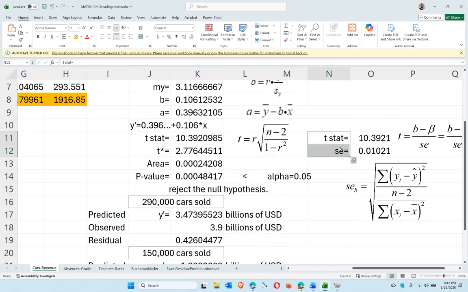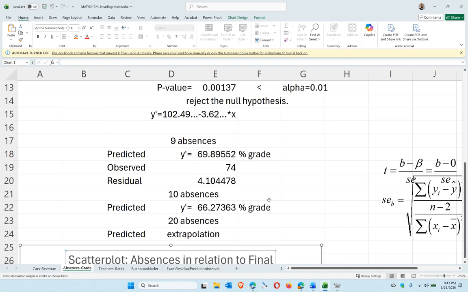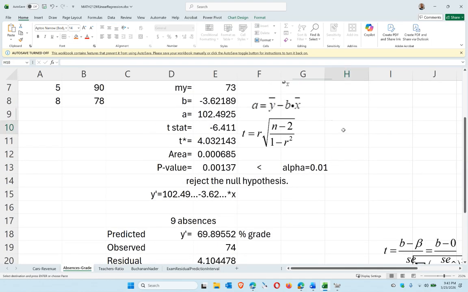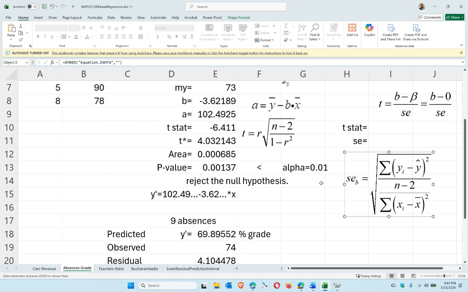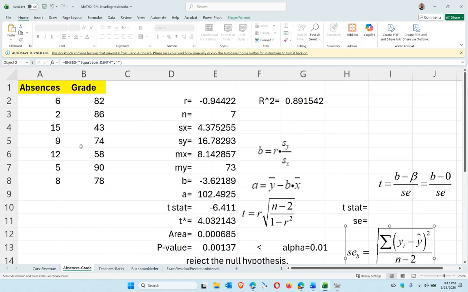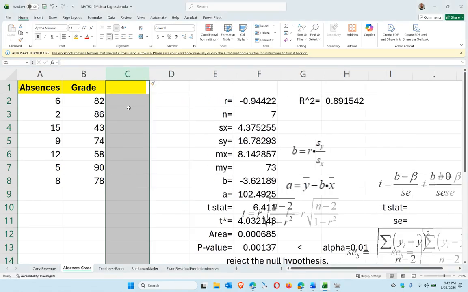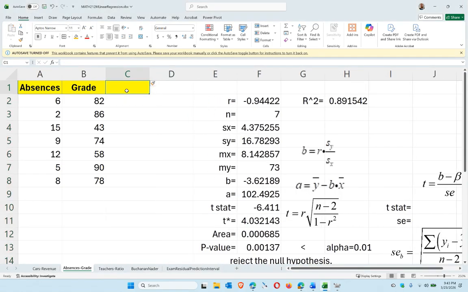So I'm going to copy these, right? Absences. We'll go up to here, right? And the formulas are over here. Right there, and right there. So this one should give us the same answer again. All right, so we need the y hat, right? So a plus b times the x, right? And these don't change. Okay, drag that down.